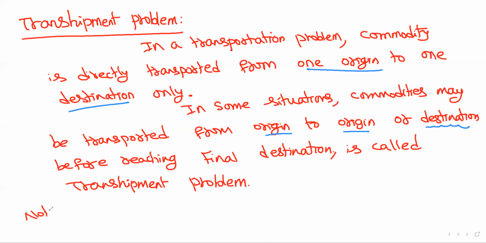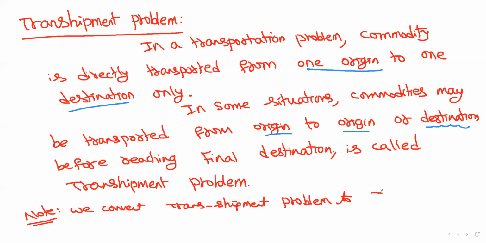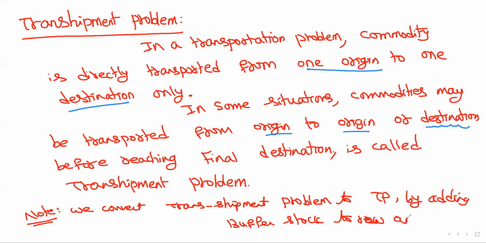We convert the transshipment problem into a transportation problem by adding buffer stock to each row and column, for supply and demand. We'll add buffer stock to supply and demand.